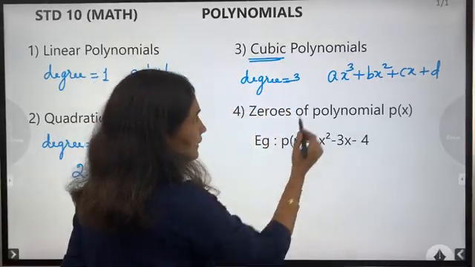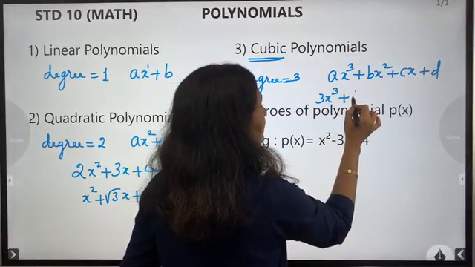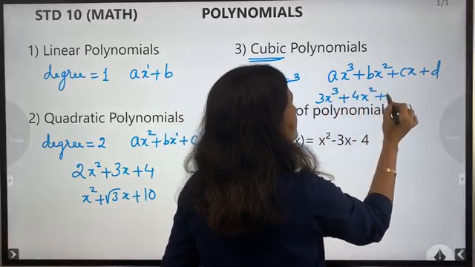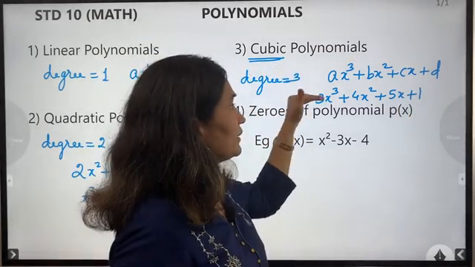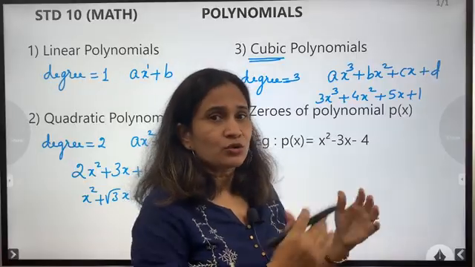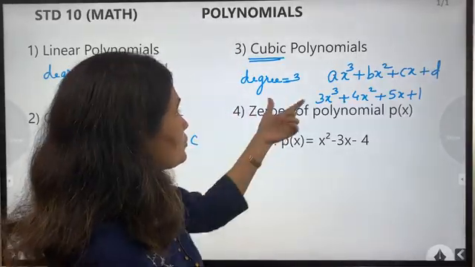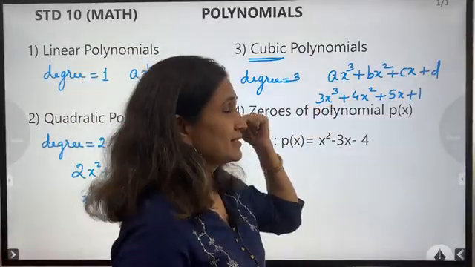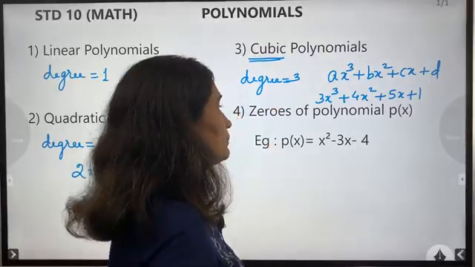If you have to see an example of this, we can say 3x cube plus 4x square plus 5x plus 1. And keep in mind that your variable should be in descending power, so you can quickly recognize what type of polynomial it is. So such a polynomial where the highest power of the variable is 3 will be called a cubic polynomial.